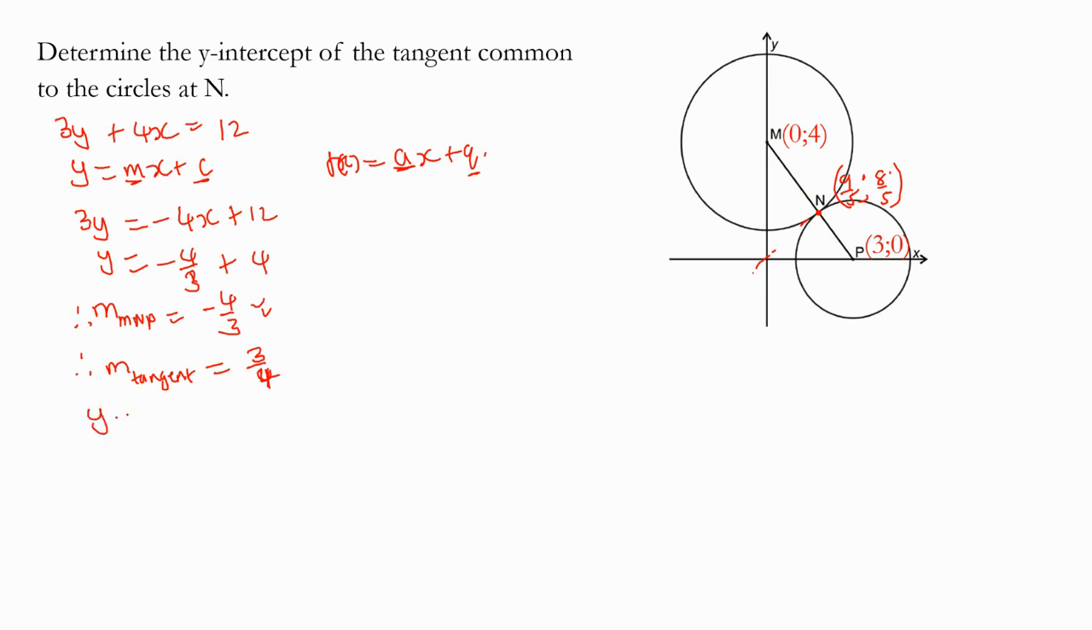So y is equal to mx plus c. So we have our y, which is what? 8 over 5. So 8 over 5 is equal to the gradient, which is 3 over 4, and then our x is what? 9 over 5, plus c. Okay. So meaning that we have 8 over 5 minus 27 over 20. 3 times 9 is 27. 5 times 4 is 20.